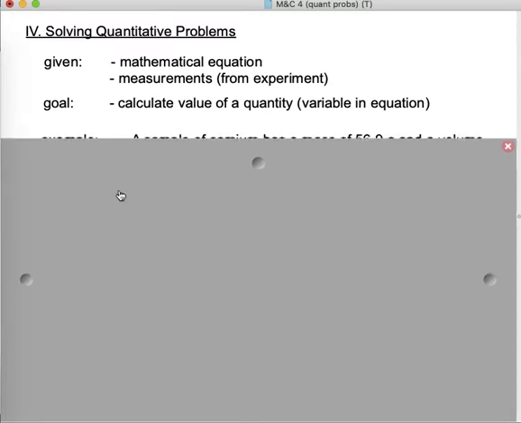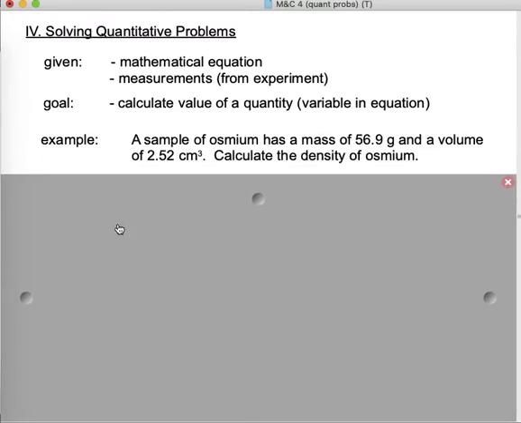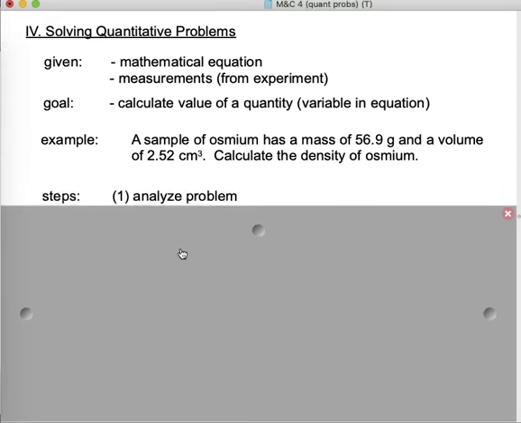Okay? So, an example of a problem like this would be: a sample of osmium has a mass of 56.9 grams and a volume of 2.52 cubic centimeters. Calculate the density of osmium. Steps. Number 1, analyze the problem. What are we given? What are we trying to find? Well, we're given the mass and volume of a sample of an element, and we're trying to find the density, so that means we'll need the equation that tells how density, mass, and volume are related to each other.